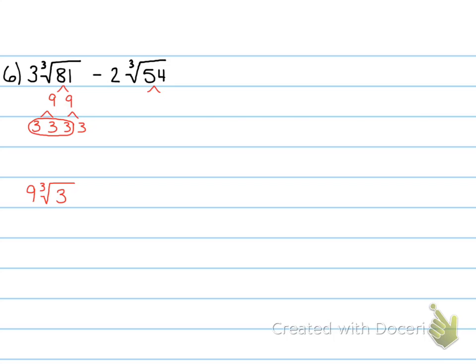As for the 54, I'm going to break it down into 9 and 6. 9 breaks down to 3 and 3. 6 breaks down to a 3 and 2. I have a triplet there that I can circle. So a 3 times the negative 2 is a negative 6. Cube roots of 2. And then we will leave that as our answer since they are not like radicals. So that is how we simplified that problem.